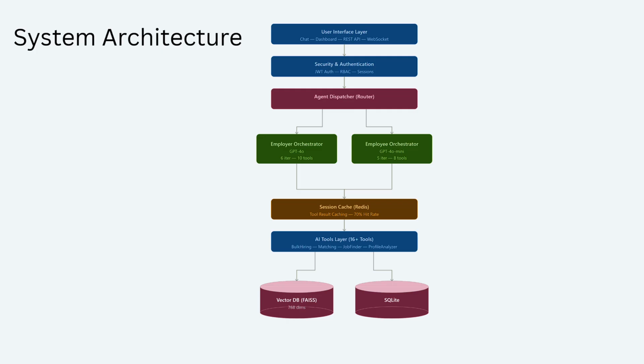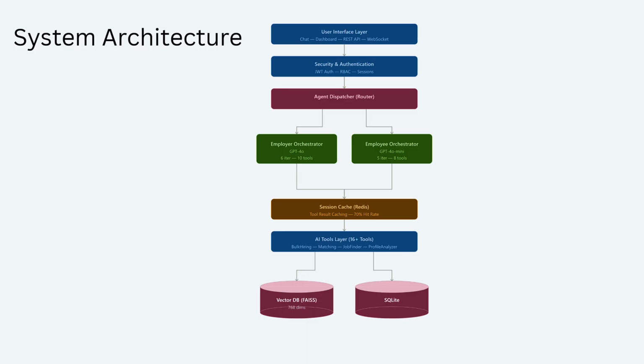Let me briefly walk you through the system architecture. At the top, we have a React plus TypeScript frontend that communicates with the backend using REST API and WebSockets. All requests pass through a security layer where we use JWT authentication and enforce role-based access control to ensure strict data isolation. Next, the request reaches the agent dispatcher, which acts as a router and forwards the request to the appropriate AI agent based on the user's role.